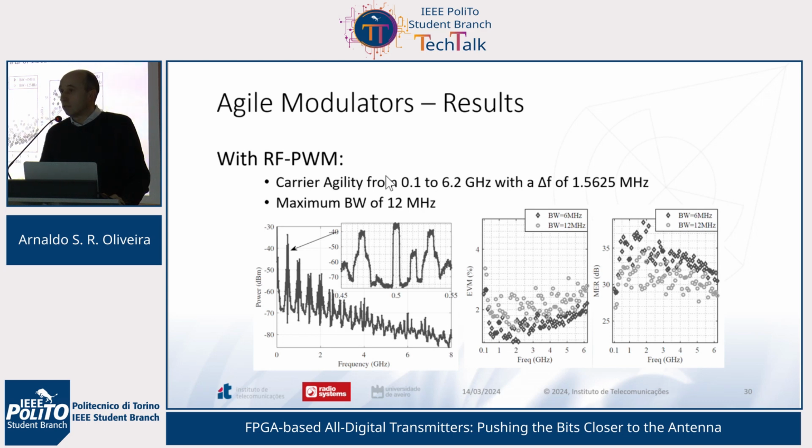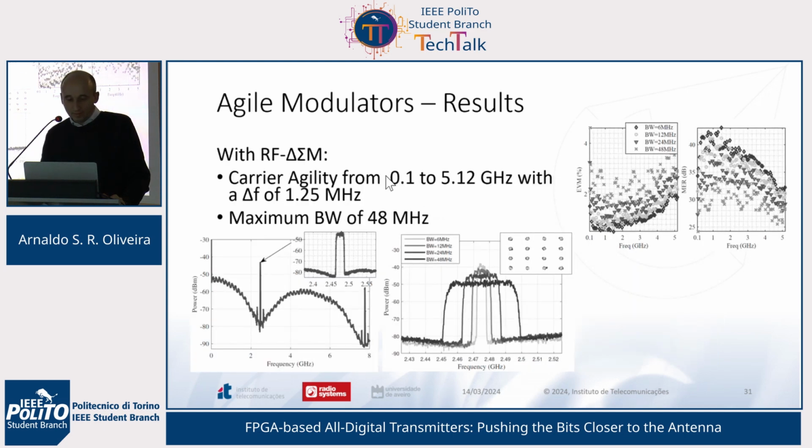Meanwhile, technology has evolved, and probably with current devices and technologies we can achieve even better results. These are similar results, but for delta sigma. Again, we tested for carrier frequencies between 100 MHz up to 5 GHz with a carrier resolution of 1.5 MHz. We tested with a maximum bandwidth of 48 MHz, and again the EVM values for such an approach are perfectly acceptable, always below about 3%.